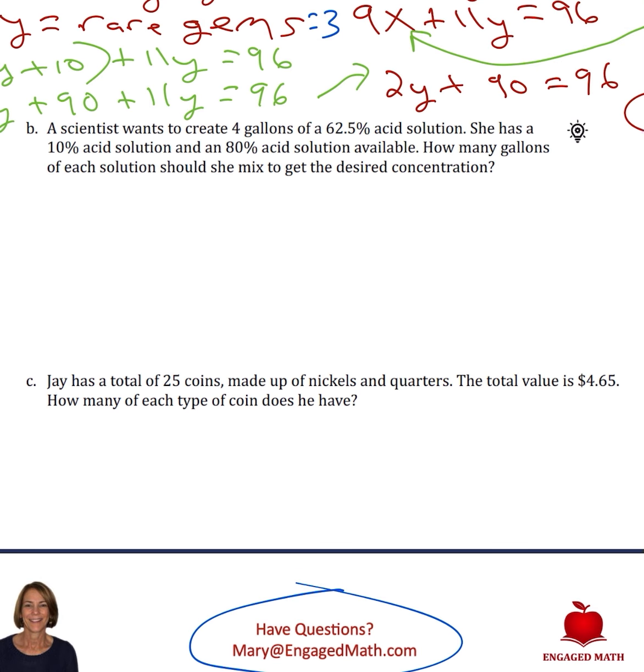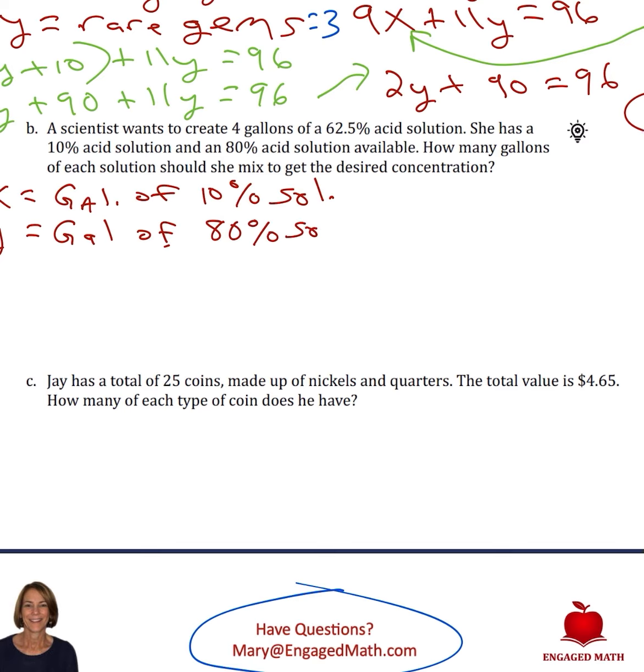So in this case, we have to let x and y equal different types of liquids. And what we know is that one liquid, let's say x, has 10% acid. So I'm going to say let x equal gallons, I'm going to abbreviate that, of the 10% solution. Okay, I'm going to abbreviate a lot. Y is equal to the gallons of the 80% solution. So we're trying to combine these two solutions to get a 65% solution. Now we want 4 gallons altogether.